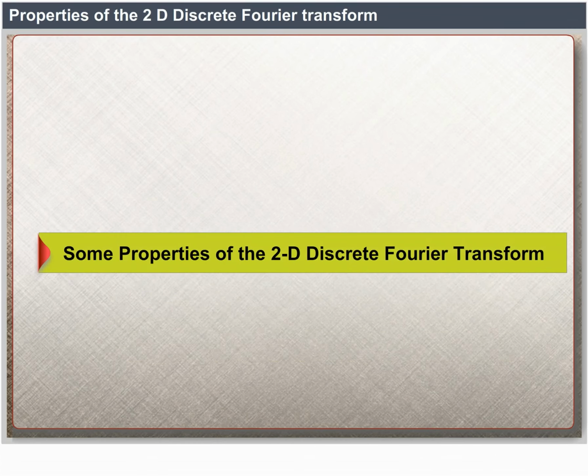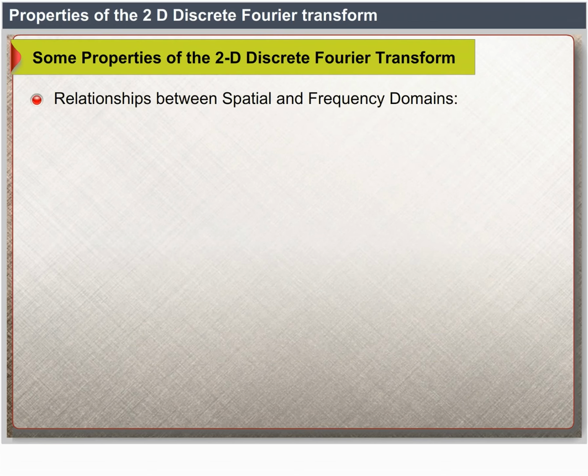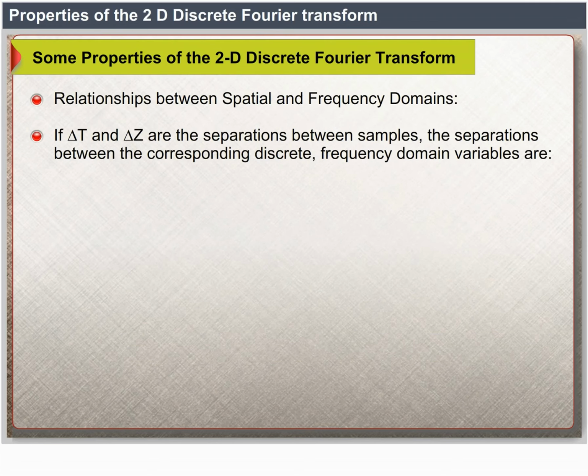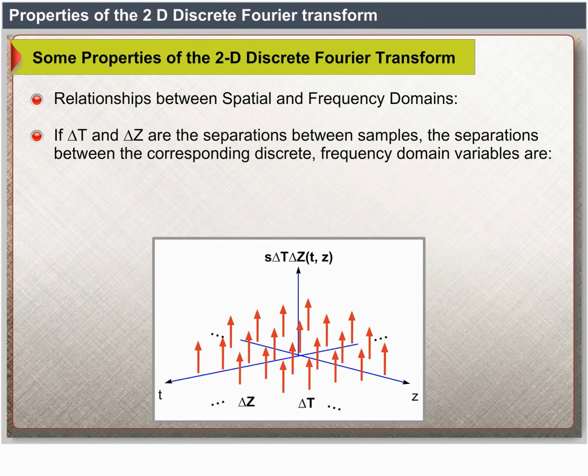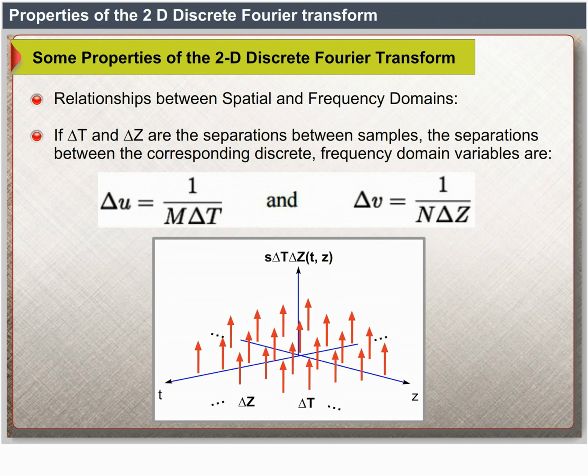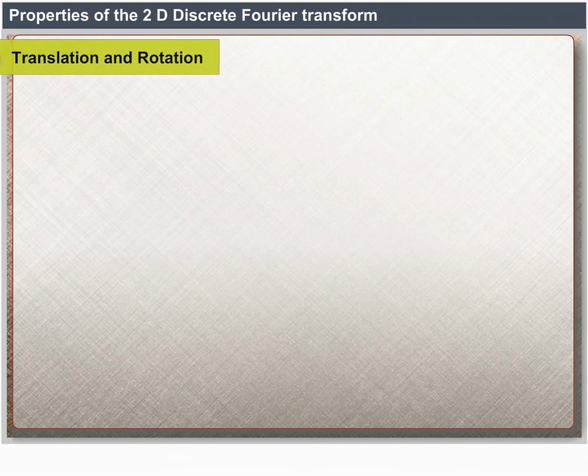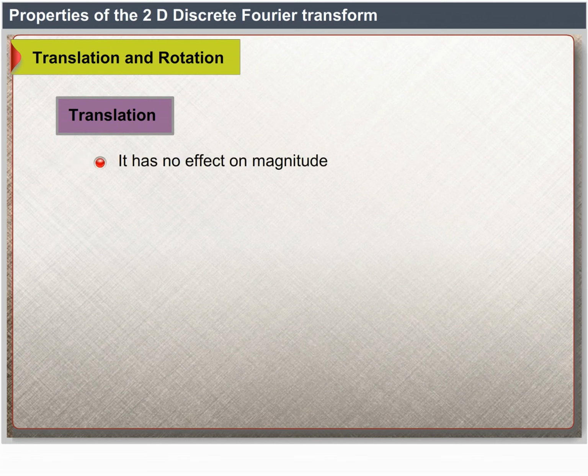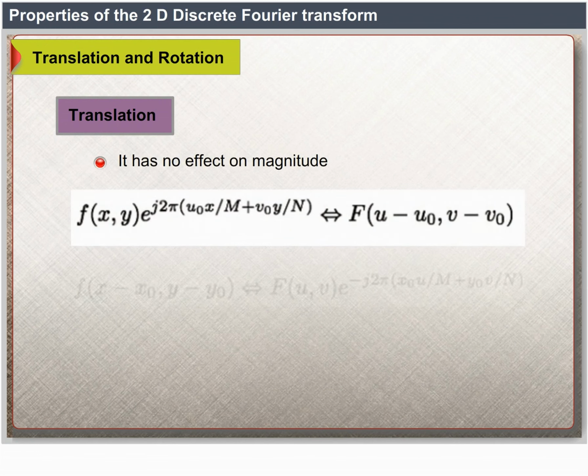Translation and rotation. Translation has no effect on magnitude, and the equations are as shown on the screen. Rotation, in polar coordinates: f of r, theta plus theta naught corresponds to capital F of omega, phi plus theta naught. Periodicity. The 2D Fourier transform and its inverse are infinitely periodic in both directions, and the equations are as shown on screen, where K1 and K2 are integers.